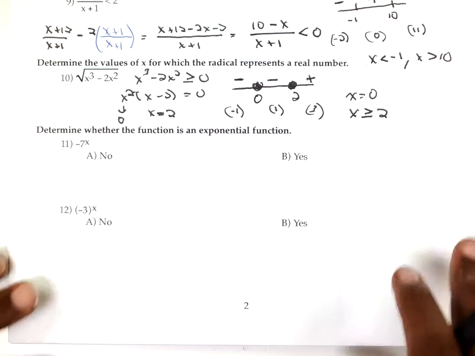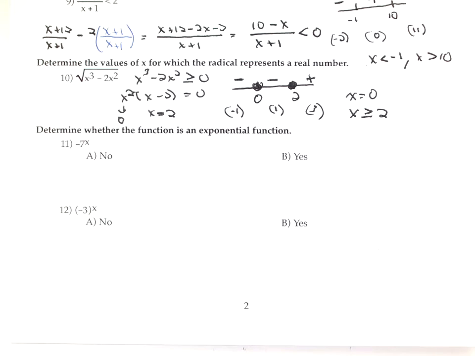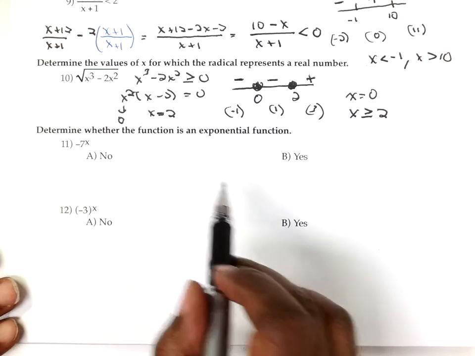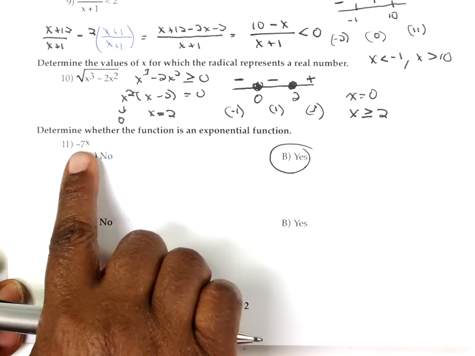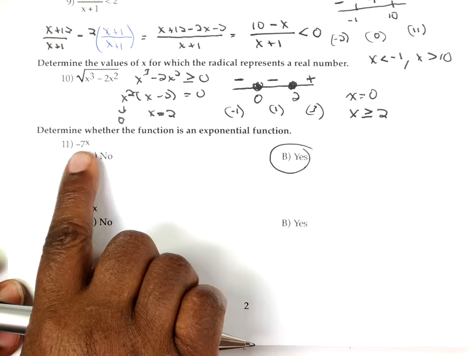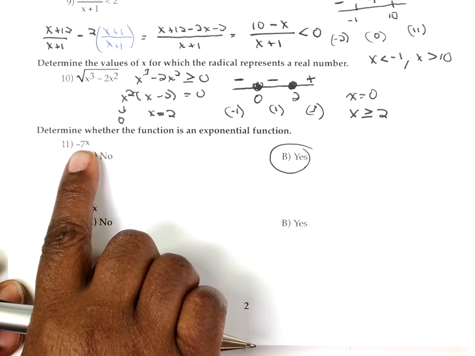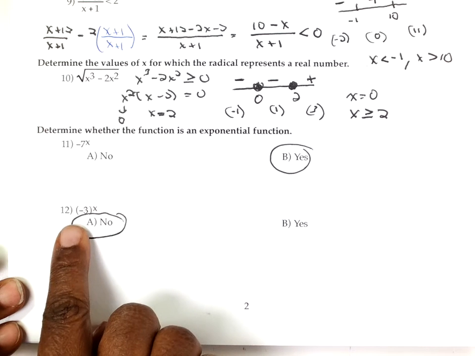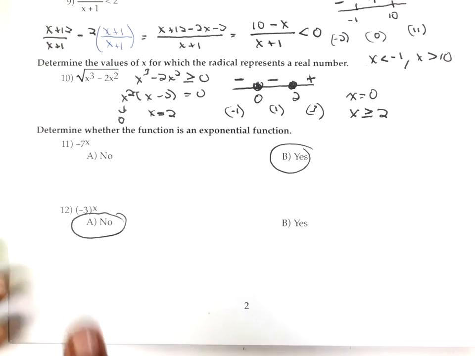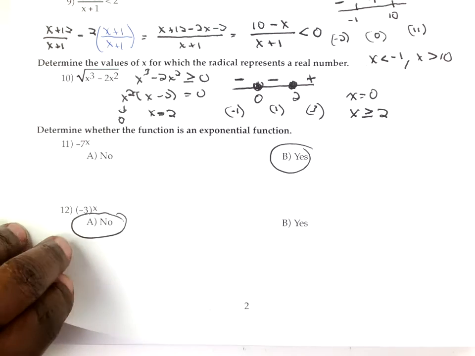Okay, so now I'm looking at the next section, which is where the exponential started. Determine whether it's an exponential function. This is, and it's because that negative is not a part of the base. It's just multiplied out front. Whereas number 12 is not, because the negative is part of the base. So that -3 is in parentheses, so therefore that is not an exponential function.